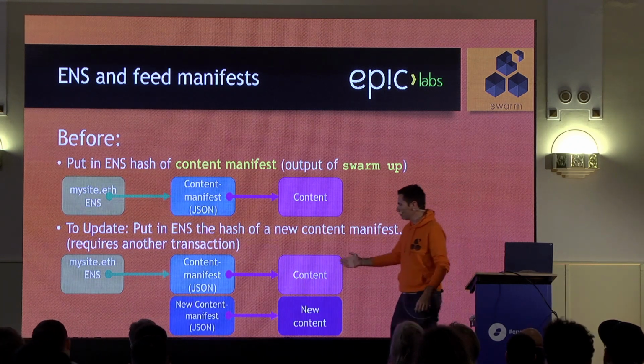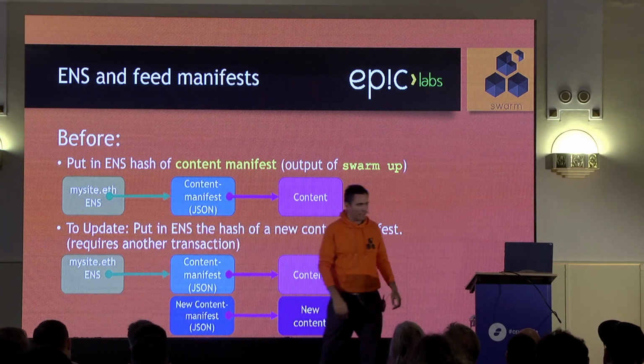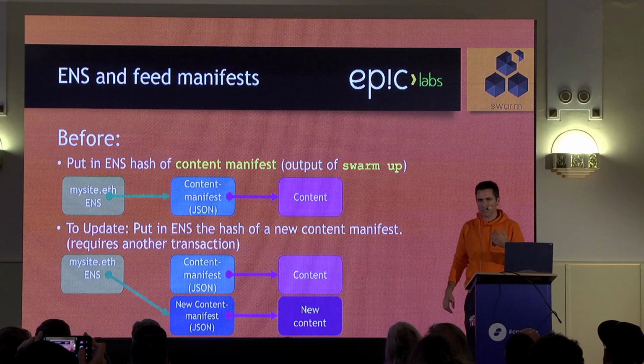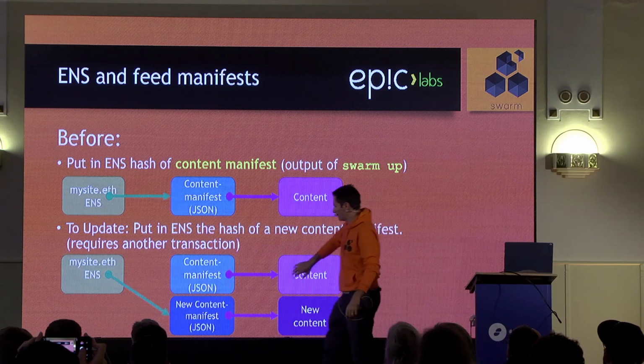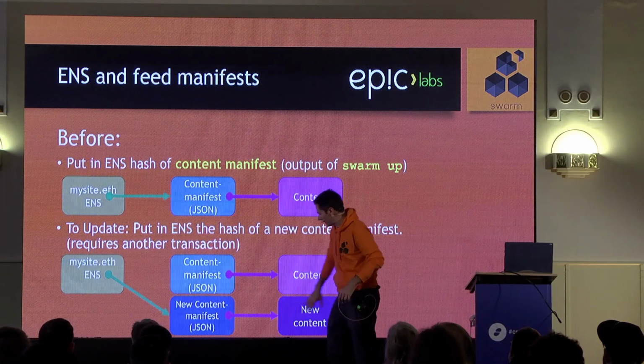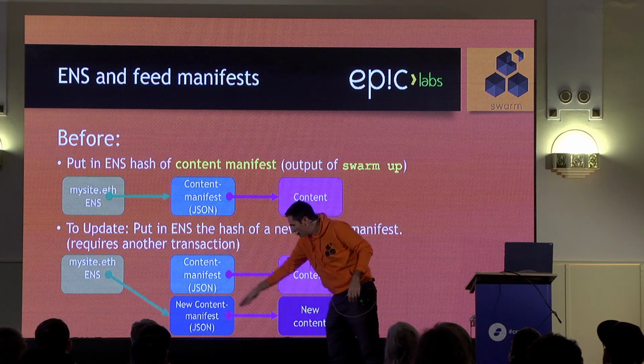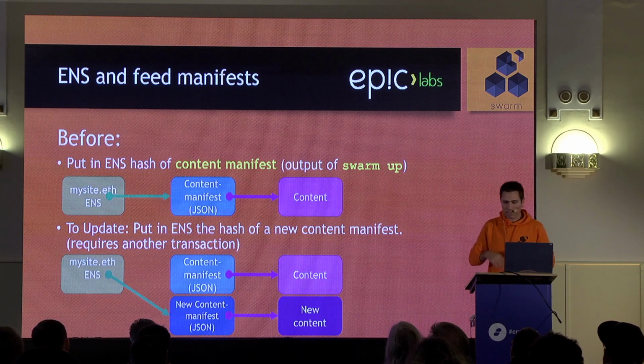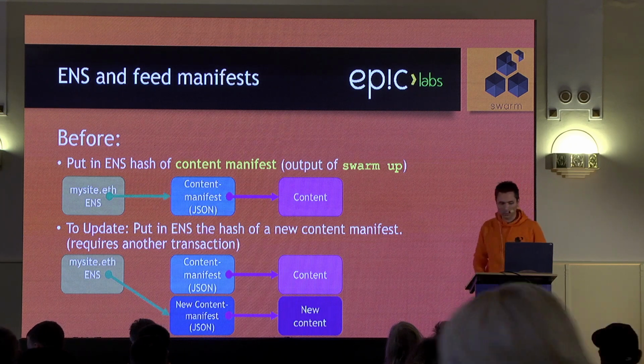I get a new content manifest JSON, okay? And then I have to do a transaction to change that pointer. And then this would be forgotten, maybe, but the site will point to the new content, okay? That's how it works without feeds.